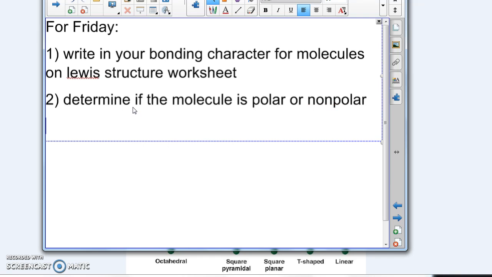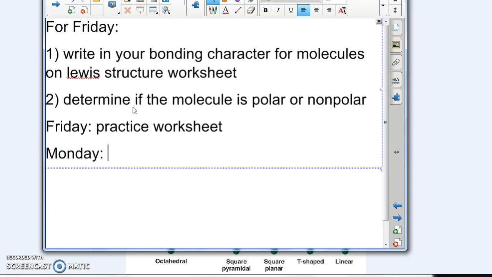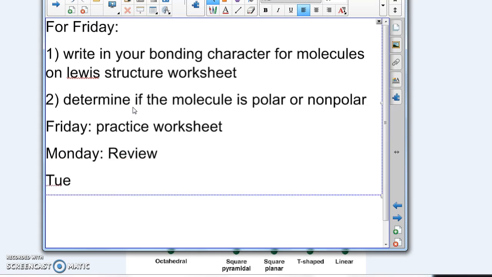On Friday, we are going to review those ideas together, and then we'll also work through another practice worksheet, practicing all of these ideas. We're also going to talk about why polar and nonpolar don't mix. Monday, we will review. Remember, next Tuesday, then, we have our quiz.